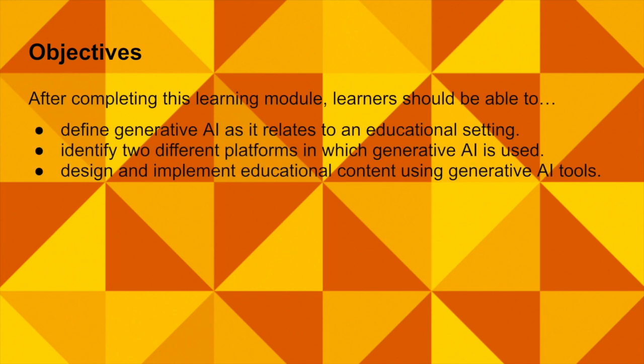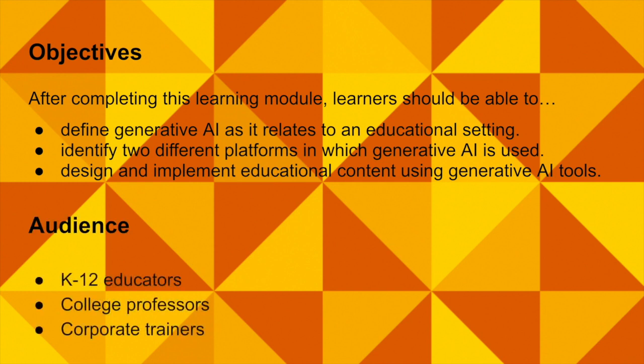The objectives for this module are simple. After completing this module, learners should be able to define generative AI as it relates to an educational setting by providing a specific example or application. Learners should also be able to identify two different platforms in which generative AI is used by citing specific features or use cases for each. And lastly, learners should be able to design and implement some form of educational content using generative AI tools showcasing effective utilization. And of course, our audience remains the same: K-12 educators, college professors, and corporate trainers.